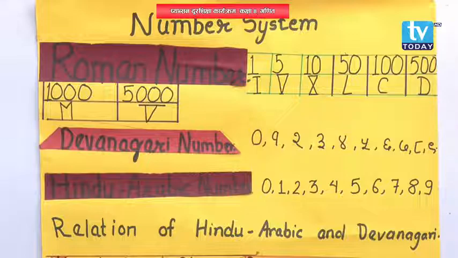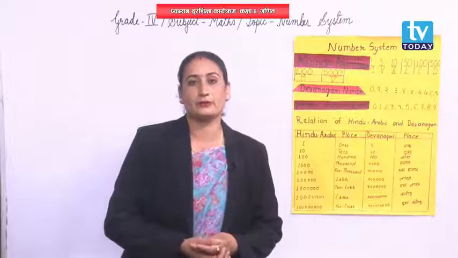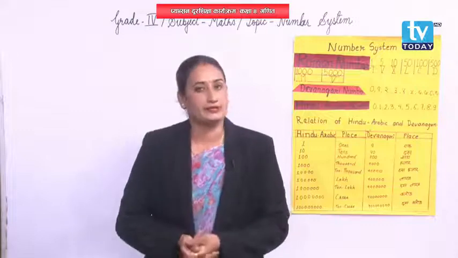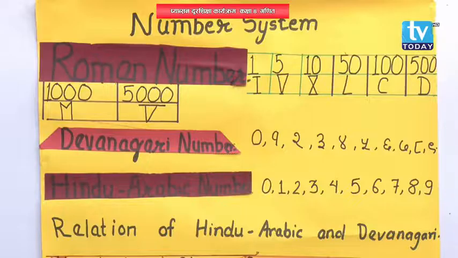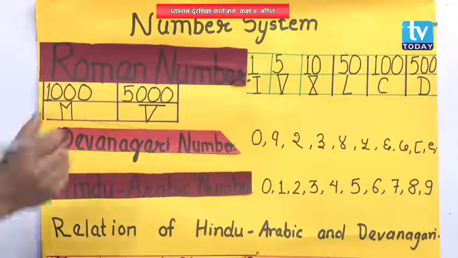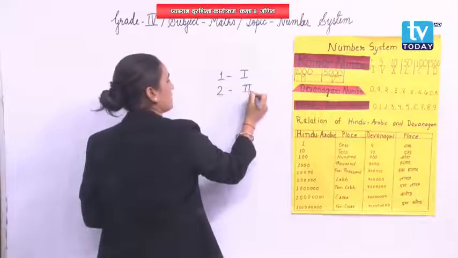I think you have already practiced this in grade 3 as well, right? If you have not practiced, you can go and practice it. Students, these are the Roman numerals basically used to write other numbers. With the help of these, we can combine and make other numbers too. So 1 is I, and 2 is written as double I.